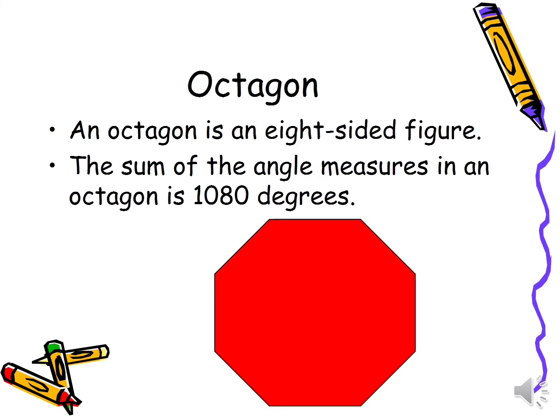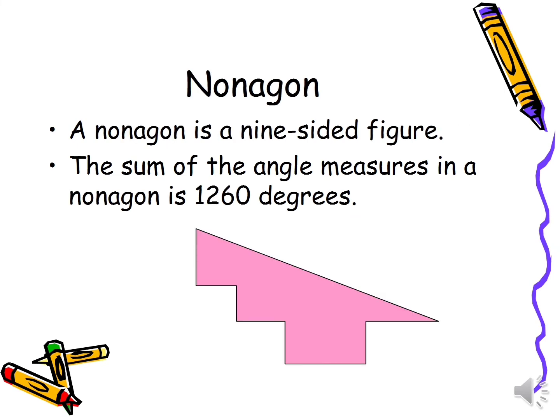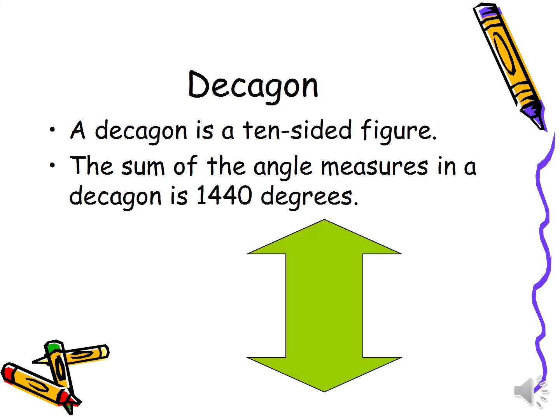An octagon is an eight-sided figure. The sum of the interior angles is equal to 1080 degrees. A nonagon is a nine-sided figure in which the sum of its interior angles is equal to 1260 degrees. And a decagon is a 10-sided figure. Its sum of the interior angle measures 1440 degrees.